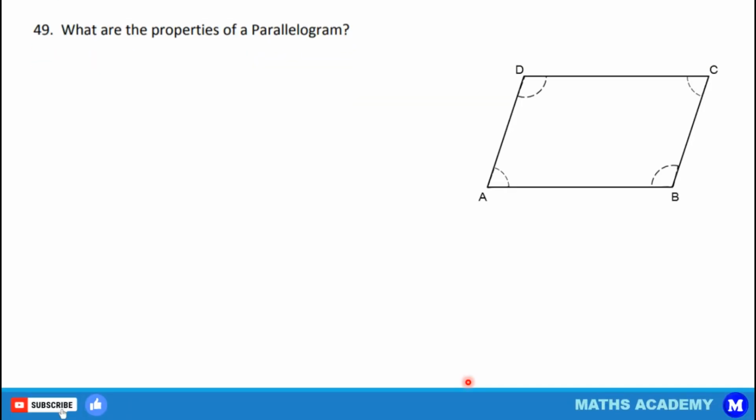Question number 49. What are the properties of a parallelogram? So you all know the properties of a parallelogram. The opposite sides are equal, the opposite angles are equal, the diagonals bisect the area of the parallelogram, and the opposite sides of a parallelogram are parallel to each other. Those are the 4 properties, and out of those 4 properties you can write 2 of them.